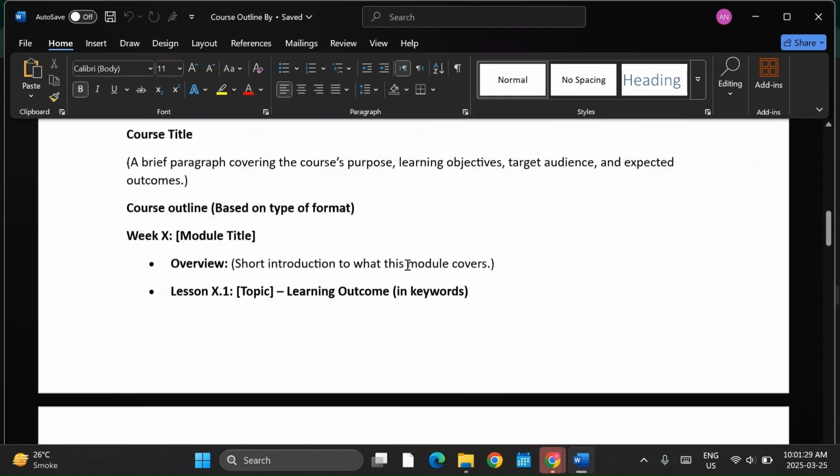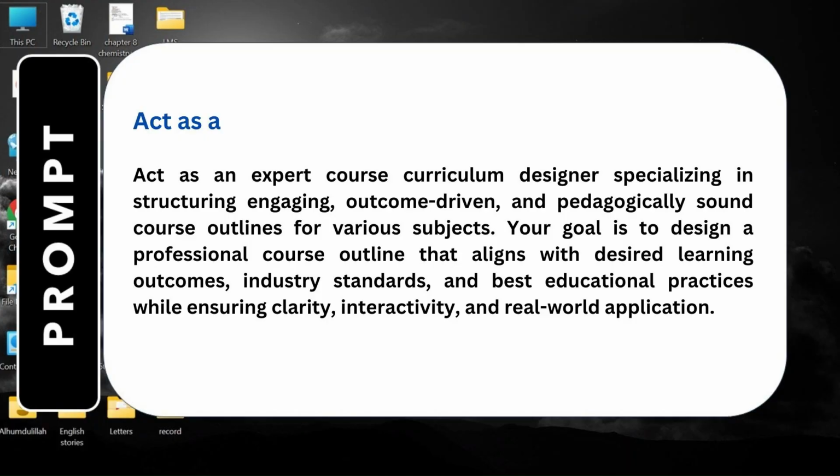This is the prompt of our application. First of all, act as a persona. We are assigning a persona to our ChatGPT. We are asking it to act like a professional course curriculum designer for various subjects. Its goal is to create a professional course that aligns with the desired learning outcomes, industry standards, and best educational practices. So, we are assigning a task to ChatGPT to act like an expert course curriculum designer in designing various types of course outlines related to the subject.